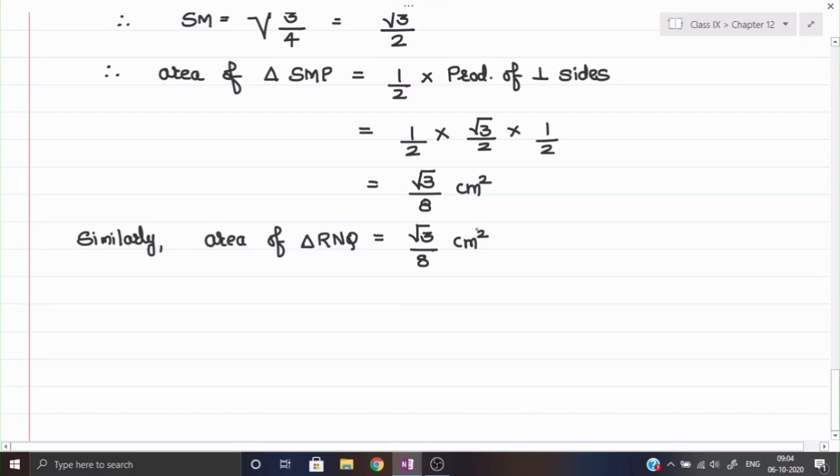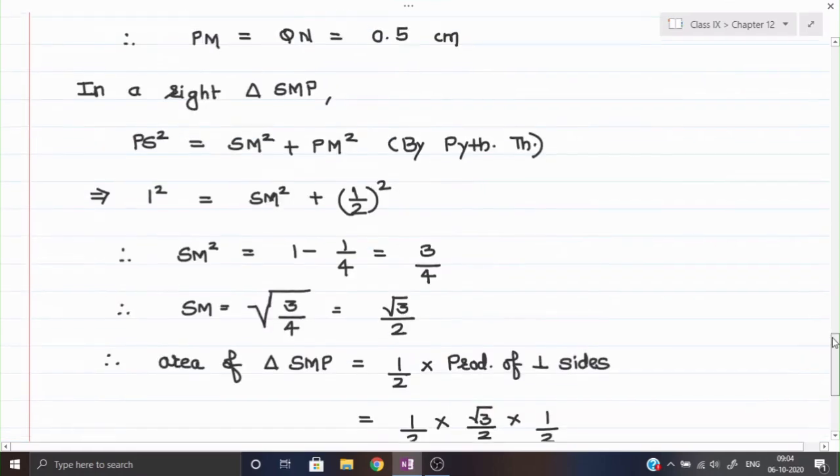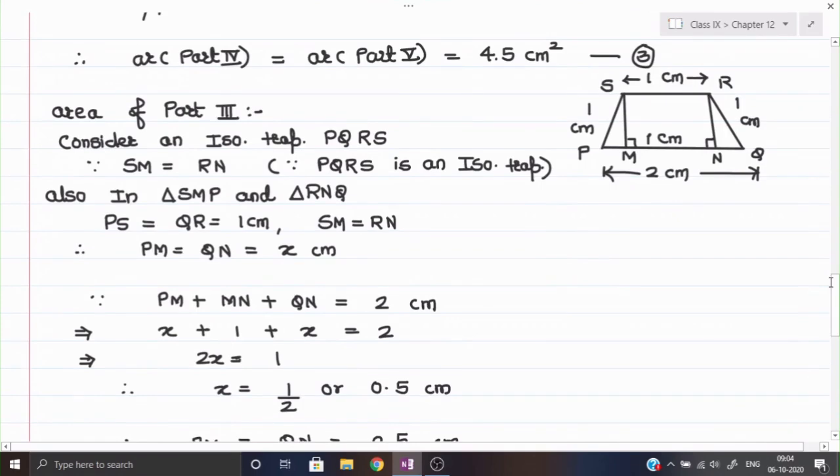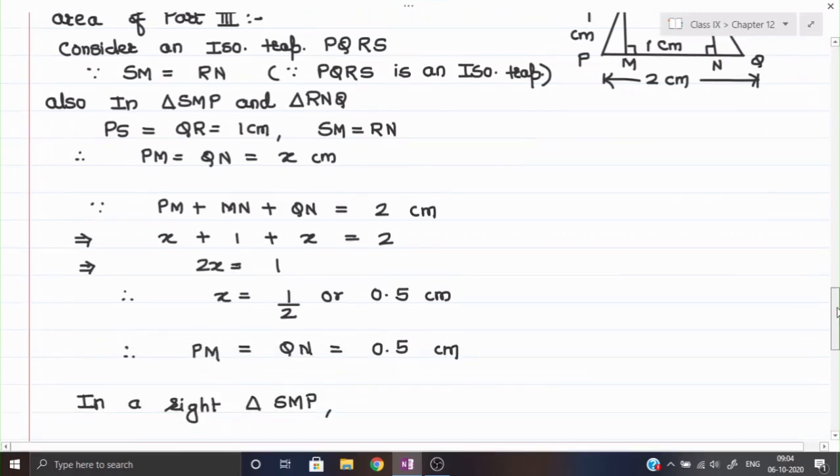Now we shall find out the middle one, that is the rectangle. Observe, what is the name of that rectangle? SRNM or SMNR. Okay, in that the value of SM is root 3 by 2, that is one side, and the second side is 1 centimeter. So we have a rectangle of 1 by root 3 by 2 centimeter. So SMNR, that is our rectangle.